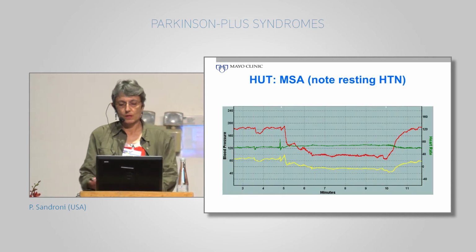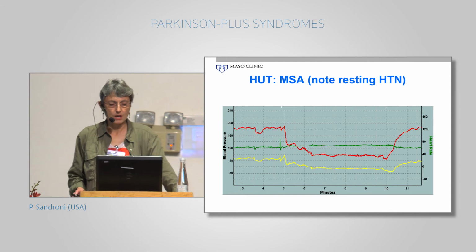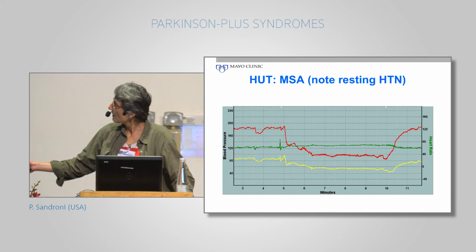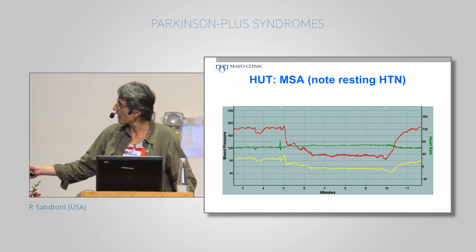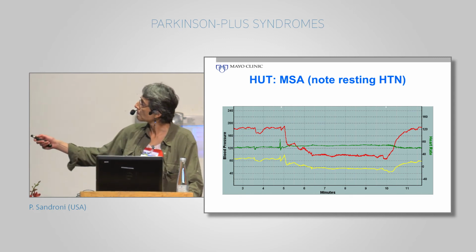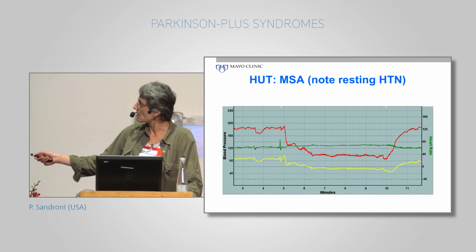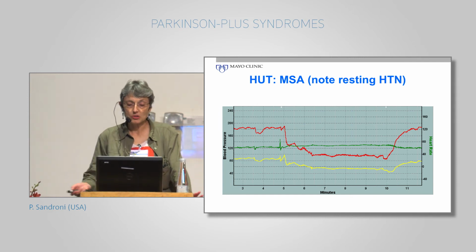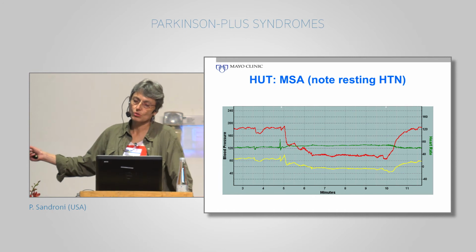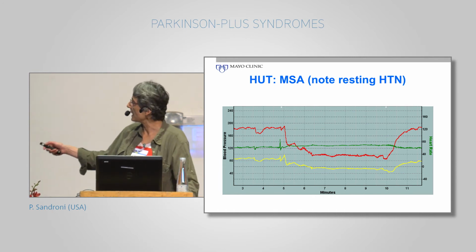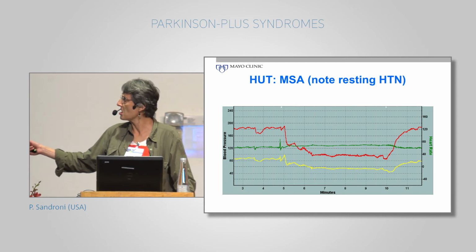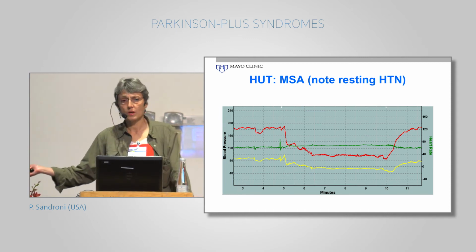Just a couple of images, because it's always nice to show images. This is a tilt study of a patient with multiple system atrophy. In red, we have the systolic blood pressure. In yellow, the diastolic. In green, the heart rate. At this point, the patient is tilted up, and you see a profound orthostatic hypotension. However, the patient still manages to stay up for about 5 minutes, despite severe orthostatic hypotension and no cardiac responses. So you may wonder, why is that?